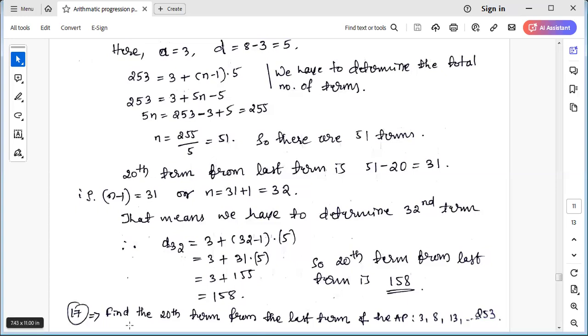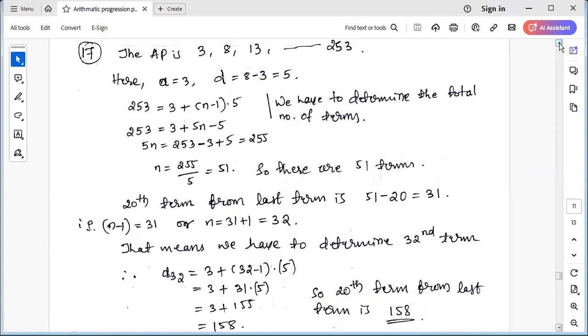The 17th problem of exercise 1.2 is like this. Find the 20th term from the last term of the arithmetic progression 3, 8, 13, dash, dash, dash, 253. The last term is given as 253. From this term, we have to determine the 20th term. The solution is like this.